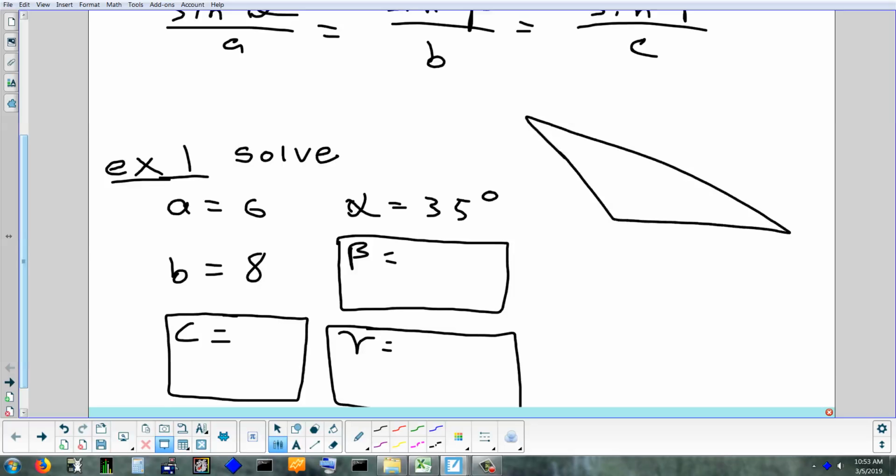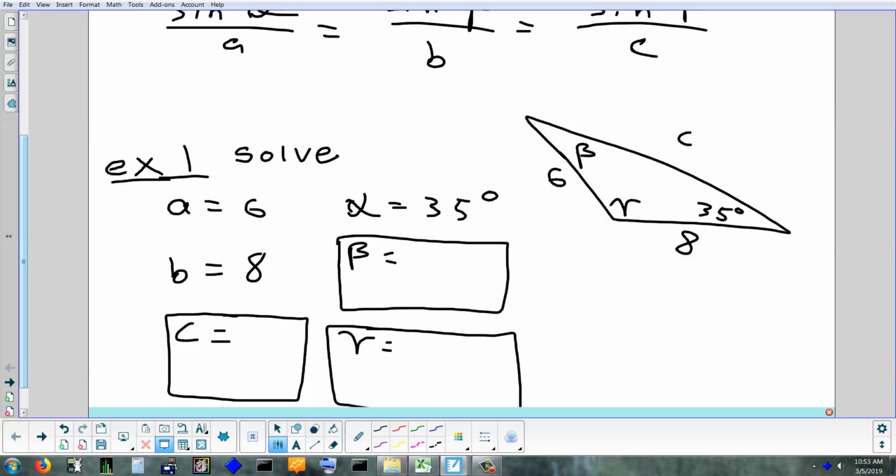My drawing is not to scale. The only thing that's going to be correct in it is the relationships. A across from alpha, B across from beta, C across from gamma. So A, alpha, B, beta, C, gamma.